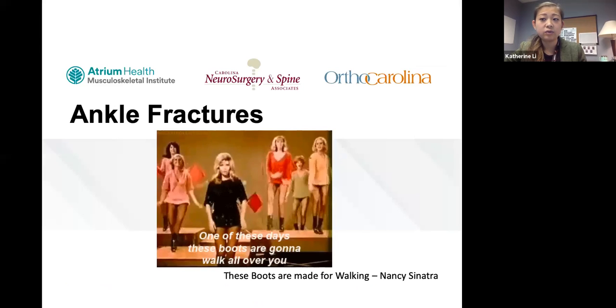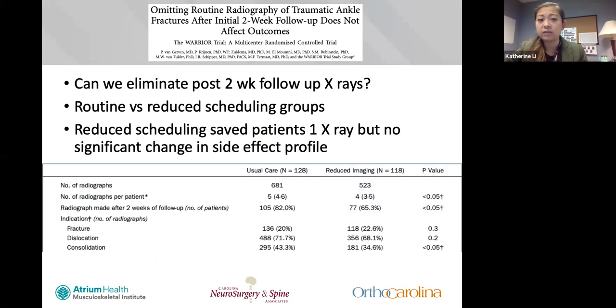When they looked at the ankle fracture cohort, they also wanted to see if they could eliminate radiographs after the 2-week mark, similar to the way they looked at for distal radius fractures. So they sorted them into a routine and reduced scheduling groups. Now for this one, everybody followed up at the 2-week mark, but for the reduced group, they did not get radiographs at the 6-week and 12-week mark like the routine group did. And almost every patient had a radiograph prior to the assessment of weight bearing. So they did have radiographs for weight bearing assessment purposes, but not just for routine purposes.